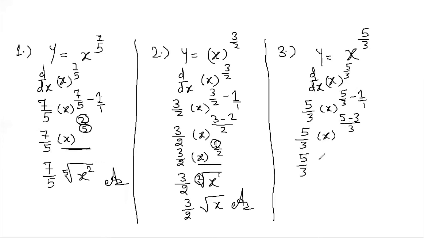5 over 3, x to the power 5 take away 3 is 2 over 3. Now, can you change this rational power into square root form? Yes, we can change it. X to the power 2, so I will write the 2 here, and this 3 is coming in the denominator, so I will write it here, and that is how I will get my answer.